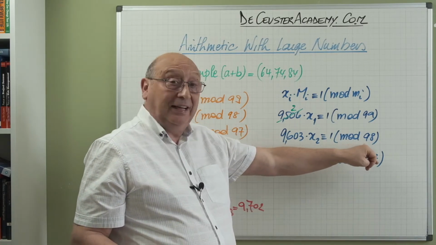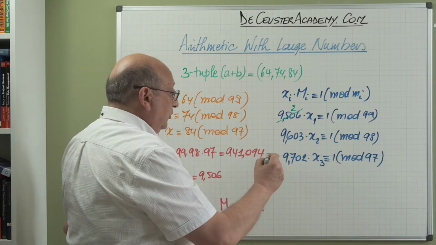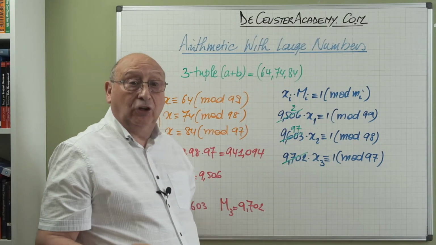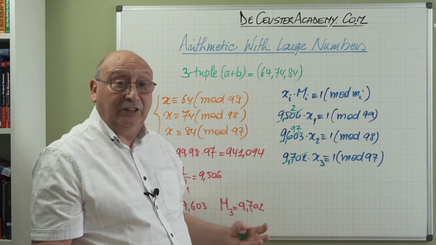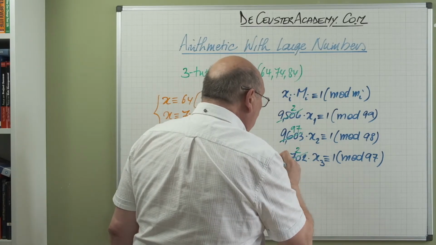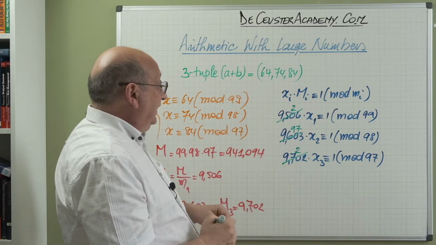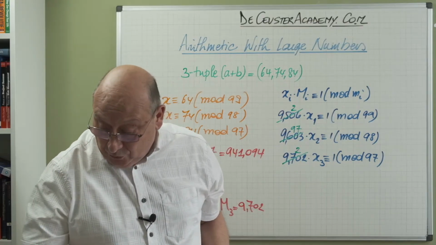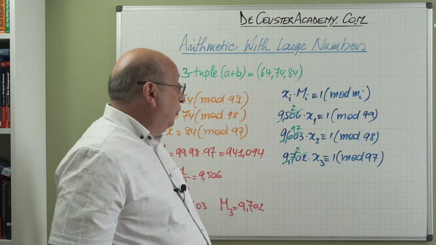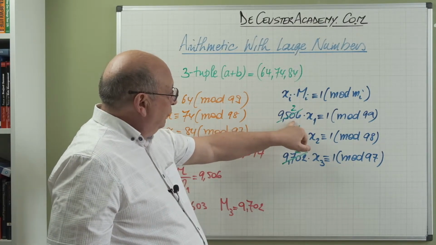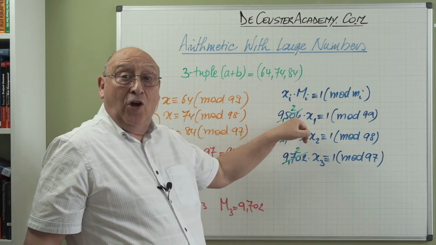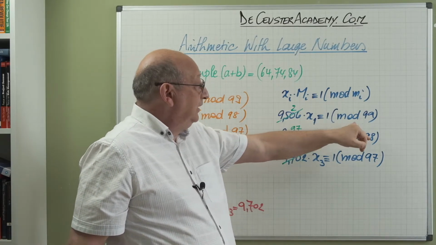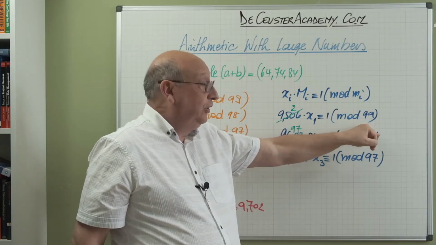9,603 divided by 98 gives us a remainder of 97, and 9,702 divided by 97 gives us a remainder of 2. Now, when we look at 2 x1 ≡ 1 modulus 99, we can find the inverse very quickly. Because if we multiply 2 with 50, we find 100. And 100 divided by 99 gives us a remainder of 1.